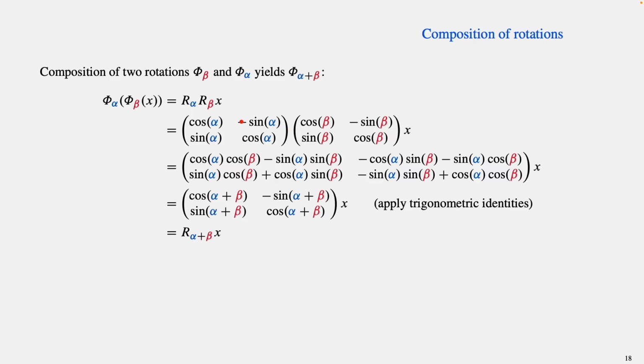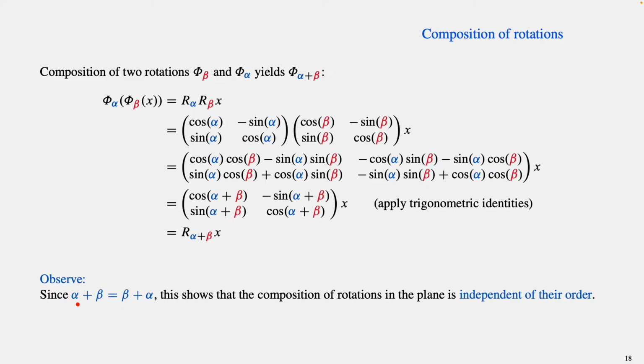Now it's a bit of work multiplying these two matrices by the rules for matrix-matrix multiplication. Yeah, we get these big messy terms here, and applying some trigonometric identities again, we find that this is cosine alpha plus beta, minus sine alpha plus beta, sine alpha plus beta, cosine alpha plus beta, multiplied by x. And this is precisely the rotation matrix for the rotation by alpha plus beta. So indeed, this algebraic computation proves what you would expect geometrically anyway, that if you rotate by alpha and then by beta, you get the rotation by the angle alpha plus beta.